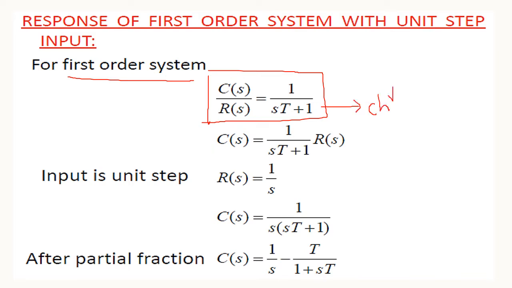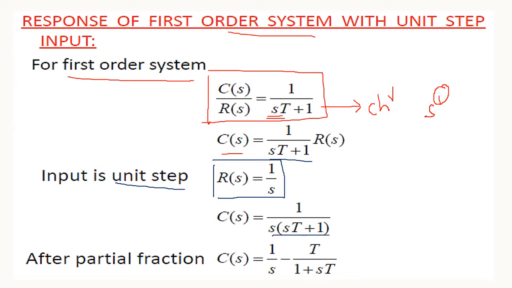Whatever the highest power of s in the characteristic equation will decide the order of the system. So in this case it is s to the power of 1, so it is a first order system. And if I rearrange the equation, I get C of s is equal to R of s divided by sT plus 1. And since we are using a unit step input, R of s is equal to 1 by s. Now C of s is equal to 1 divided by s into (sT plus 1).